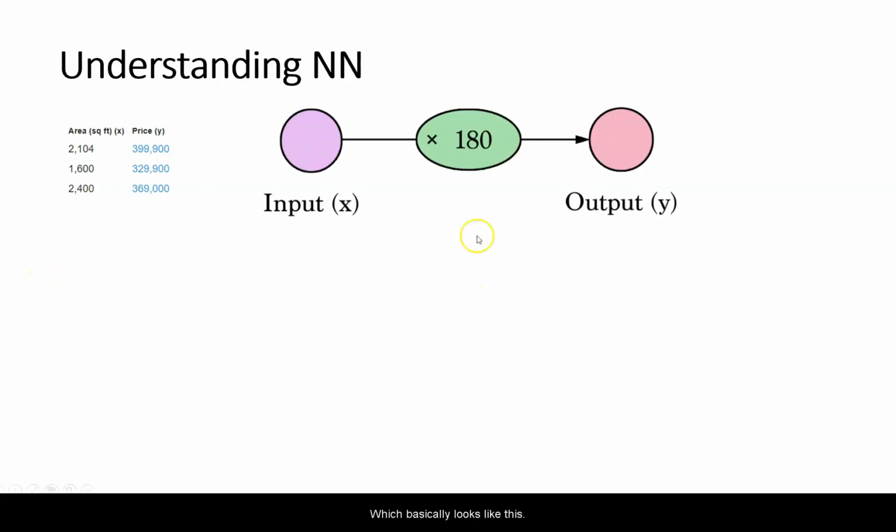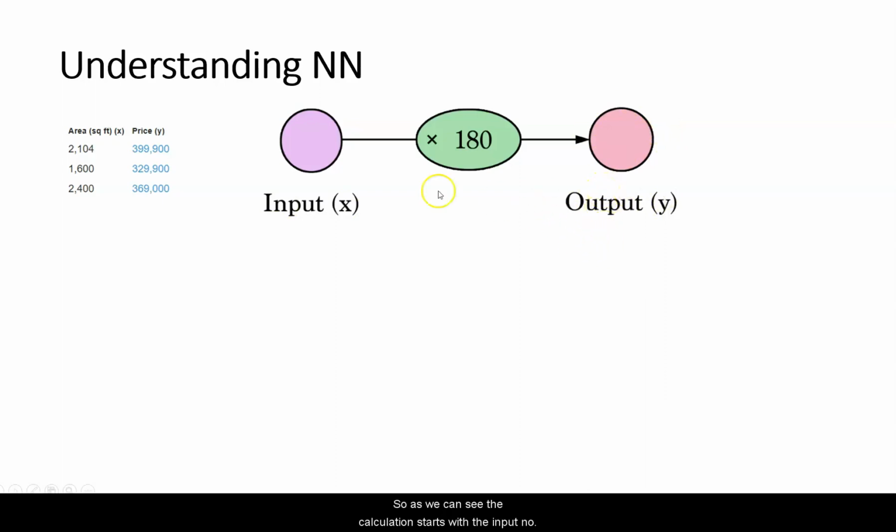Based on this knowledge, you come up with your very first simple neural network, which basically looks like this. This diagram shows you the structure of the neural network and how it calculates its output or the prediction.